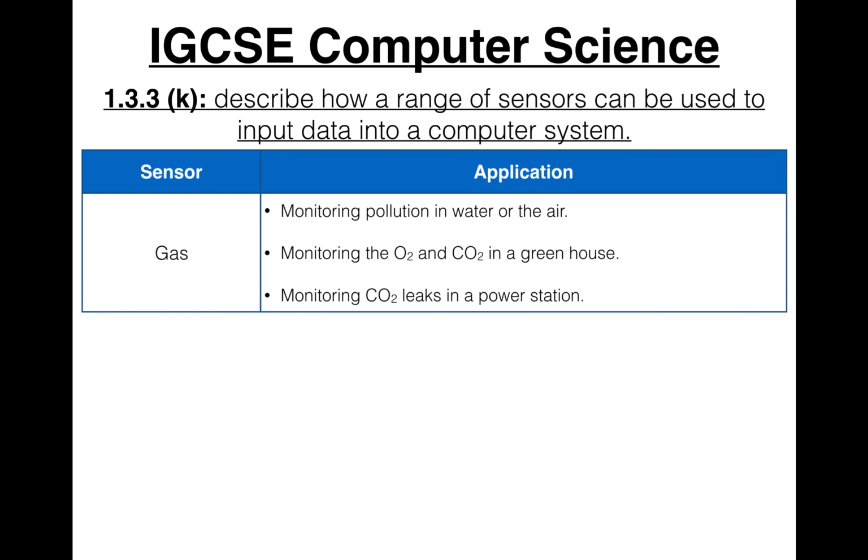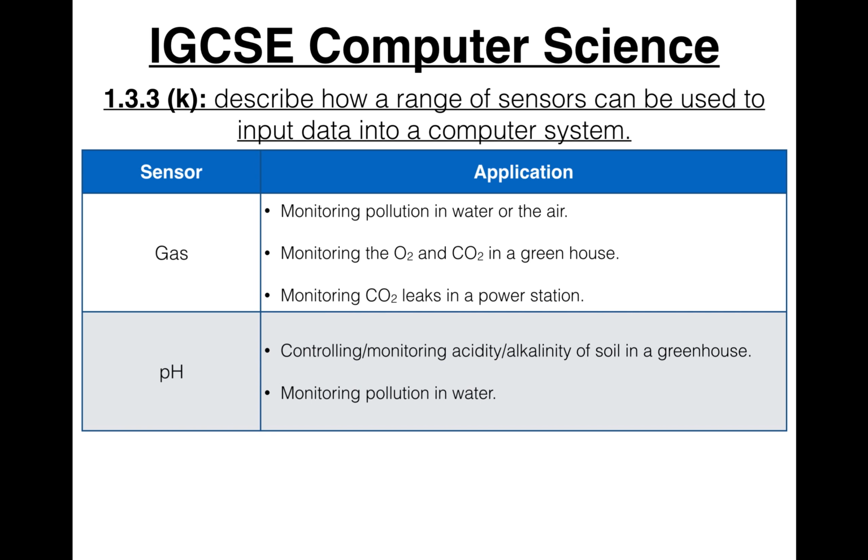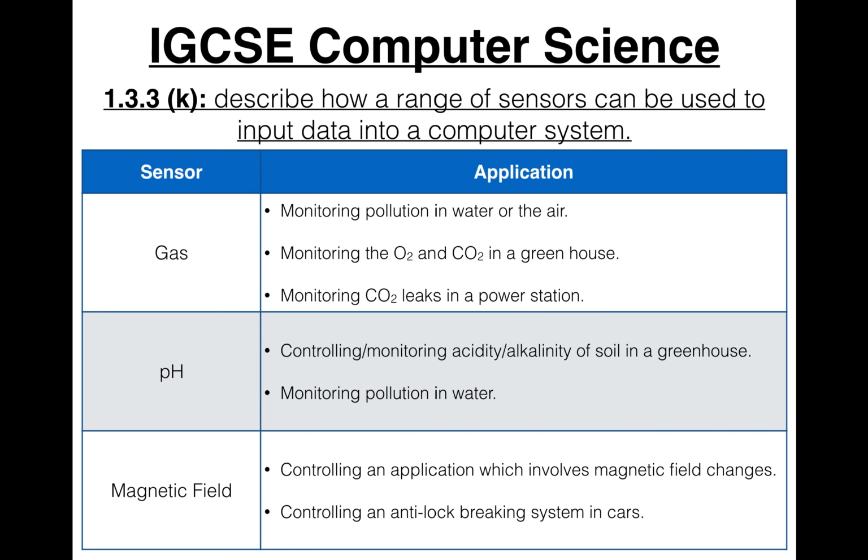And finally, last slide, gas sensor can monitor pollution in water or in the air, monitor the oxygen and carbon dioxide in a greenhouse, and monitor carbon dioxide leaks in a power station. pH sensors, controlling and monitoring the acidity or alkalinity of soil in a greenhouse, and monitoring pollution in water. And magnetic field, last one, controlling an application which involves magnetic field changes, and controlling an anti-lock braking system in cars. An application which involves magnetic field changes, well, that can include stuff like cell phones, or take your mobile phone, for example, or tablets. You could have orientation. If you turn your phone around, the screen will also turn. So that's pretty much how these can be used.